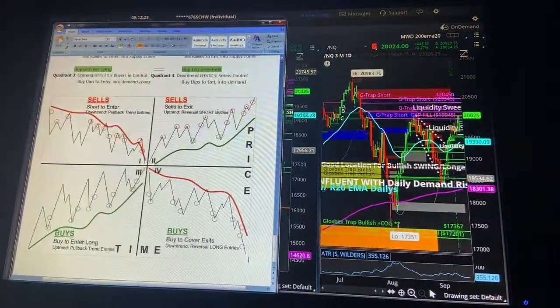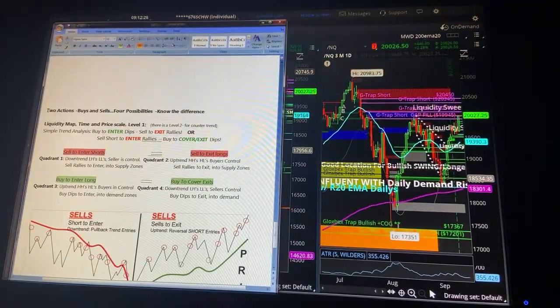All right, knowing the four, two actions, buys and sells, but the four possibilities, okay? Buy to enter dips, sell to exit rallies, sell short to enter rallies, buy to cover those dips.